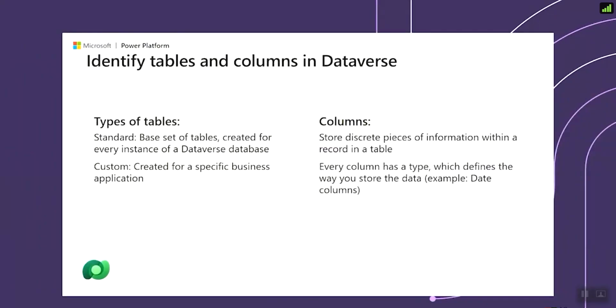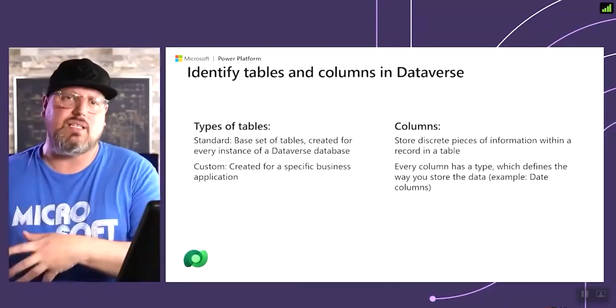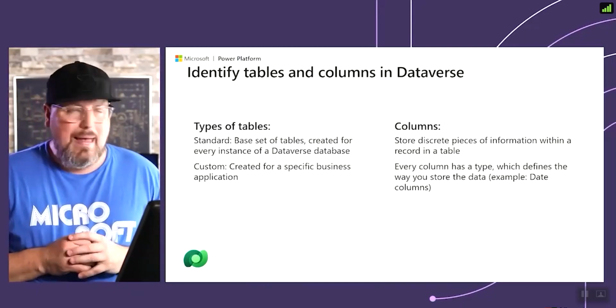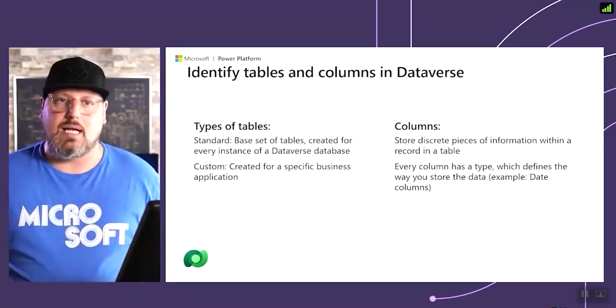So when we look at the different tables, we have standard tables that are part of the common data model that are created for every instance, like I mentioned earlier, everything that goes from accounts, contacts, activities, and many others. And then you can create your own tables to say your buildings, your floors, and assets.